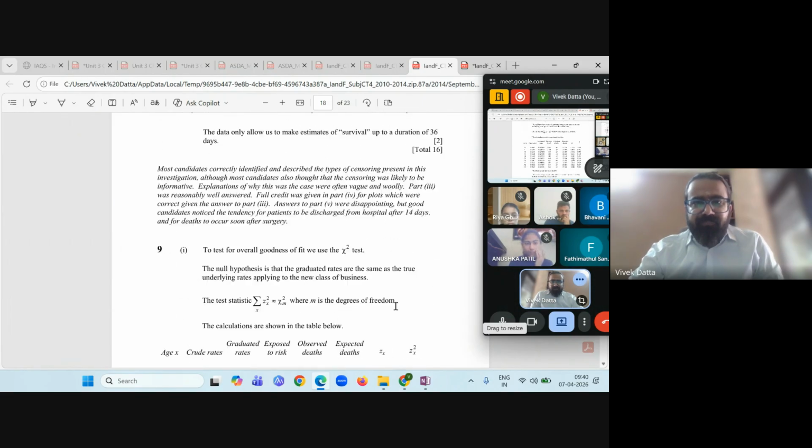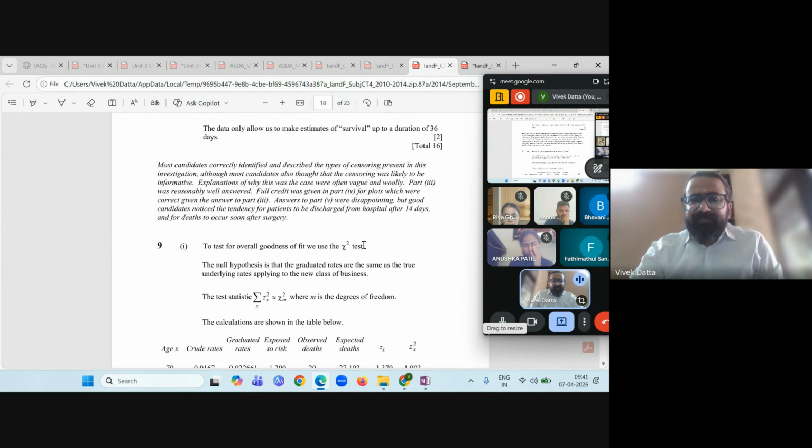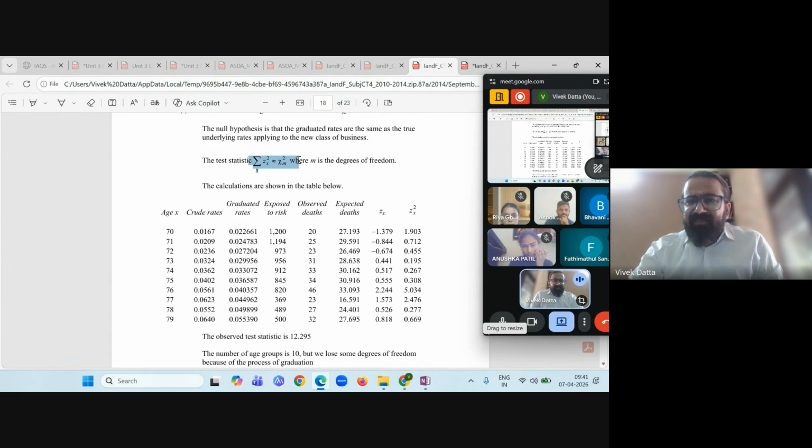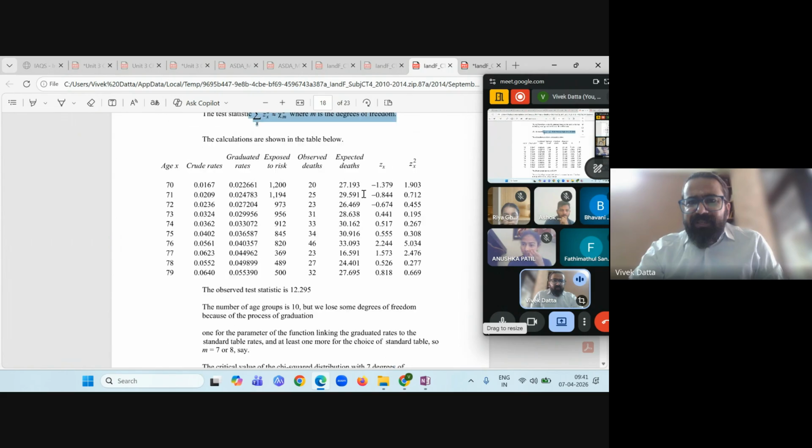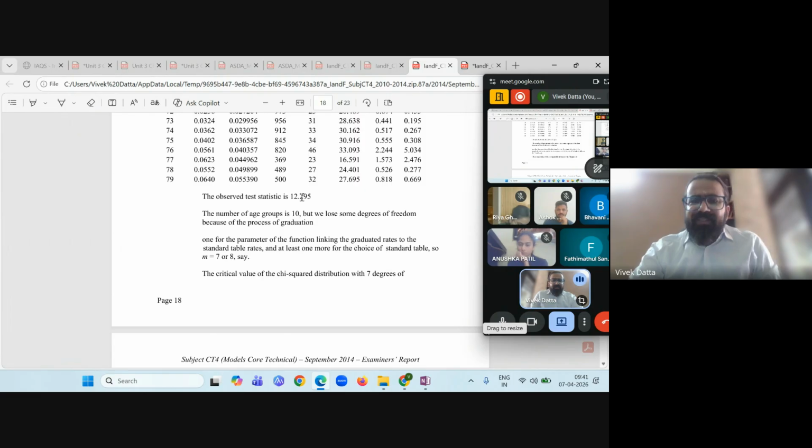Now, okay, graduated rates are the same as the true underlying rates. Apply. What is my test statistic? Most of you don't write this. Please write it. When you do the calculations, show your observed deaths, show expected deaths, show the value of ZX, show the value of ZX square. Now, as you can see, first 3 are negative, rest are positive. Here the observed test statistic is 12.295.